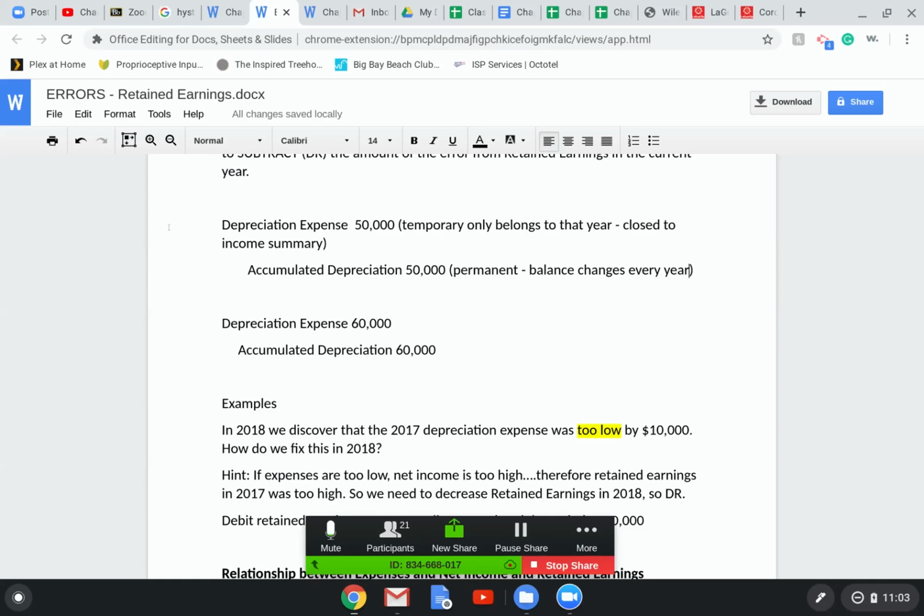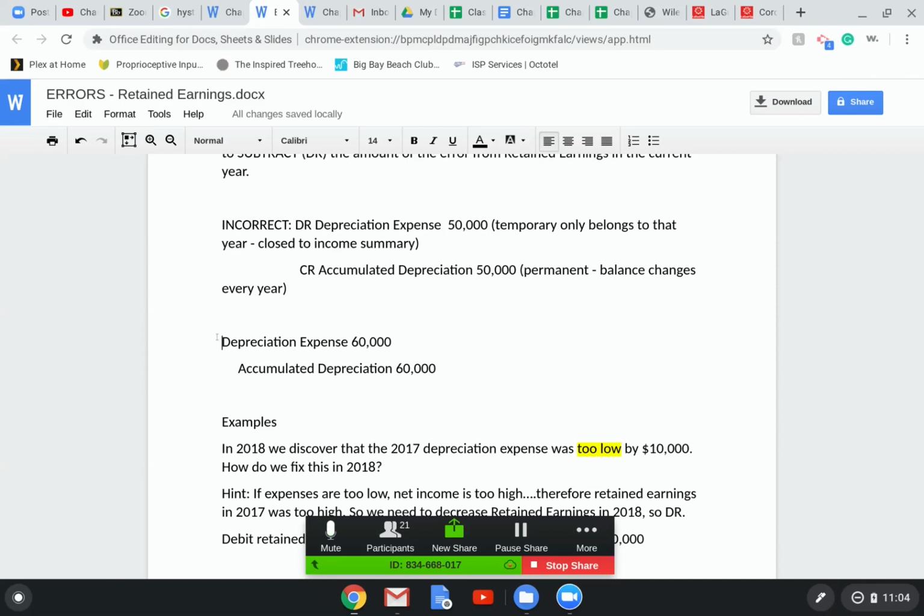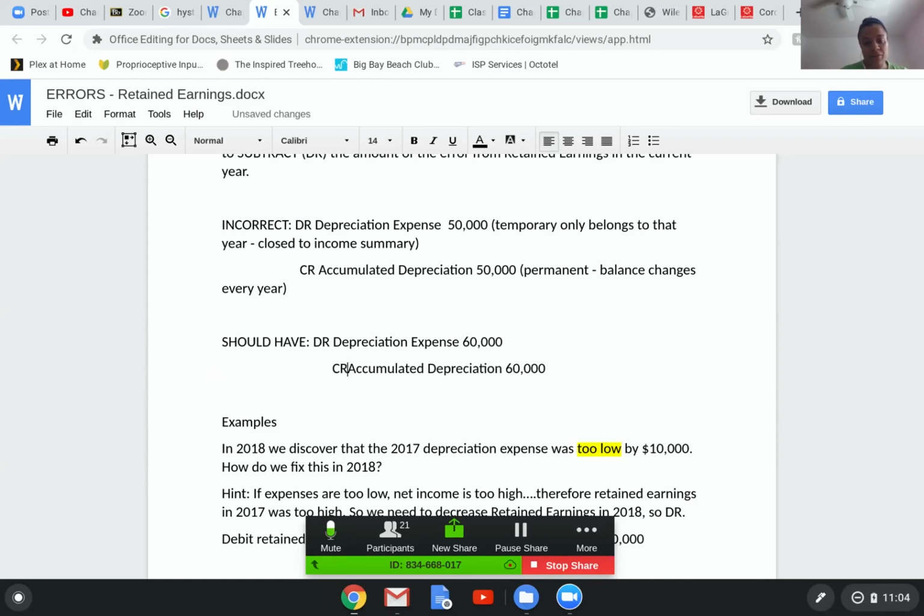Okay, I get it now. I think that's where we went wrong. So this was the incorrect journal entry, if you want to call it the error. Sorry, the spacing isn't working so well here, but this is the debit account and this is the credit account. This is incorrect. This is what we should have done: debit depreciation expense with 60,000, and credit accumulated depreciation with 60,000. So we're $10,000 off. Do you agree with that?